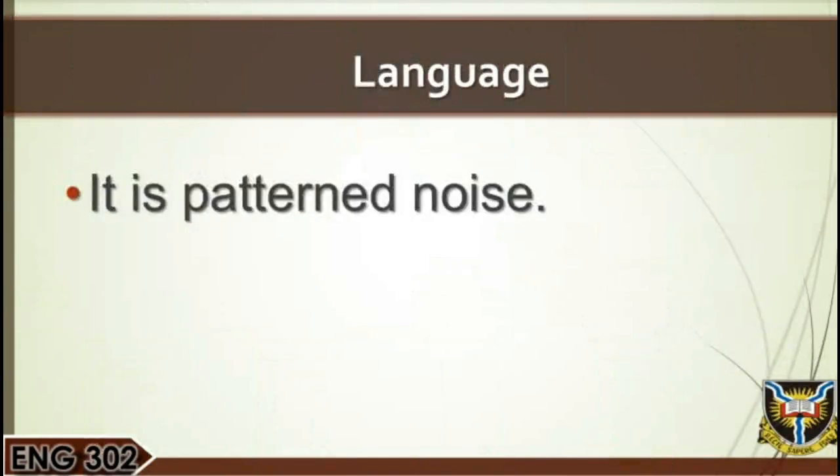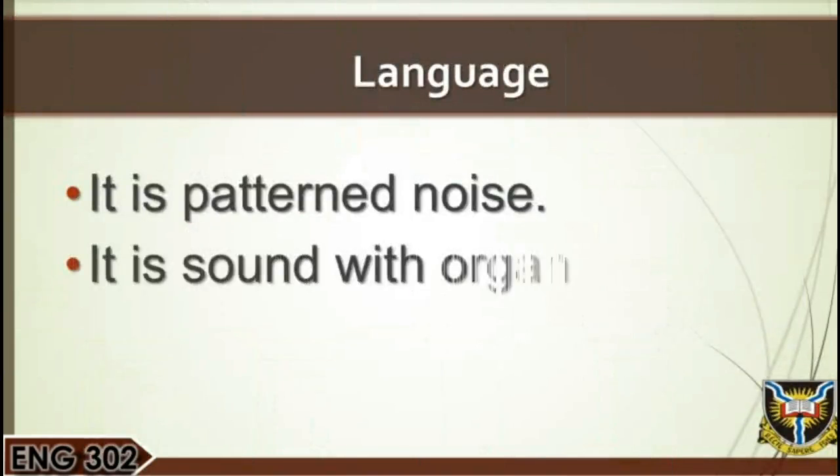Language is not randomly articulated noise. It is patterned noise. It is sound with organization. There are ranges of meaningful and organized noise possible in human languages. A particular language cannot make use of all these sounds. It therefore has its own inventory of sounds, referred to as its sound system, i.e., its phonology.